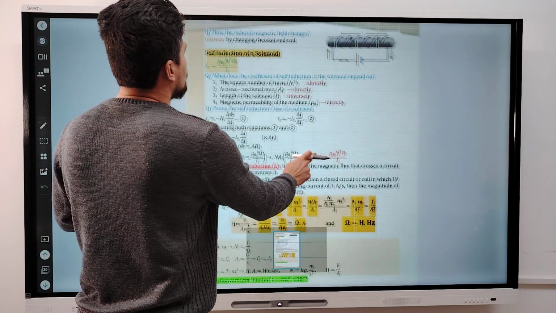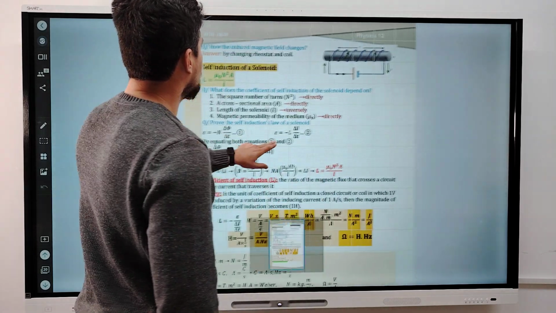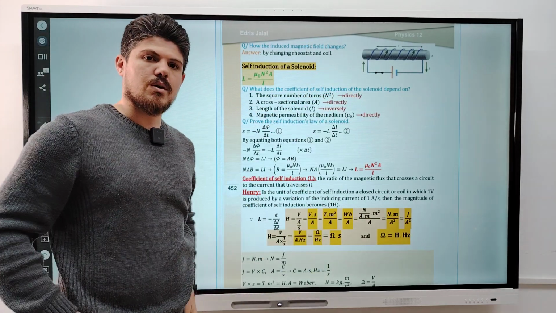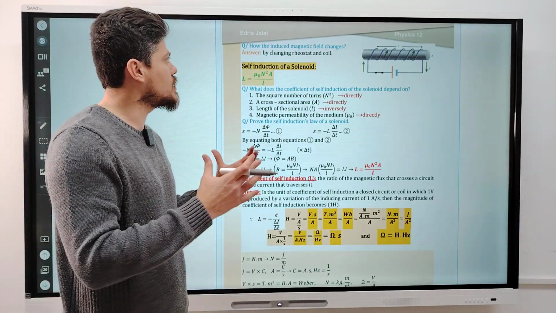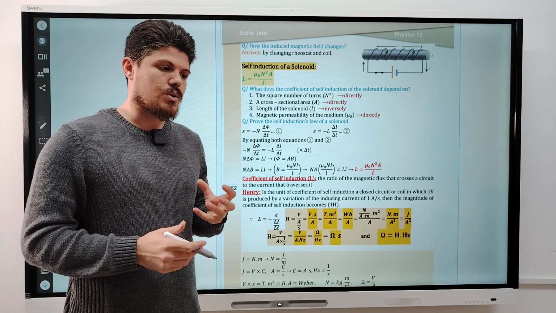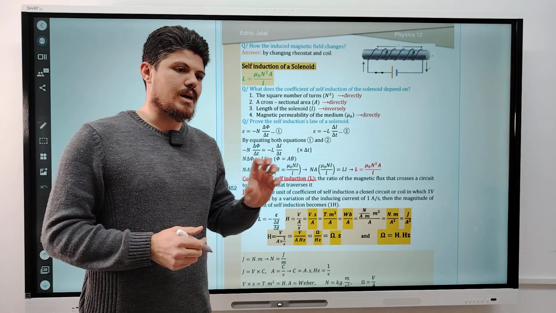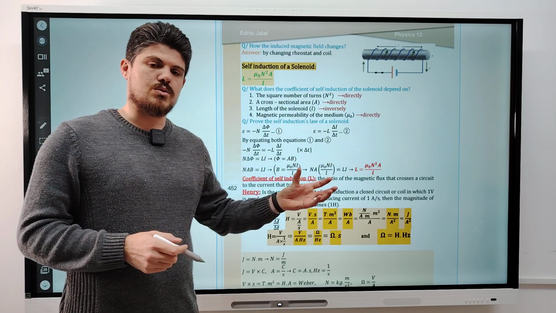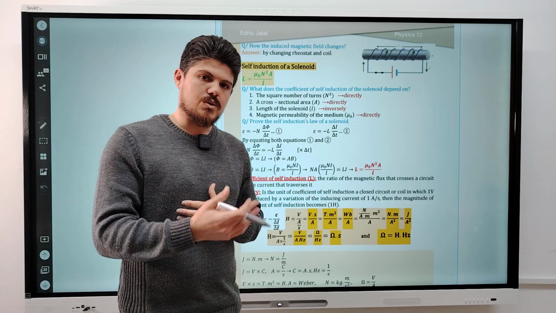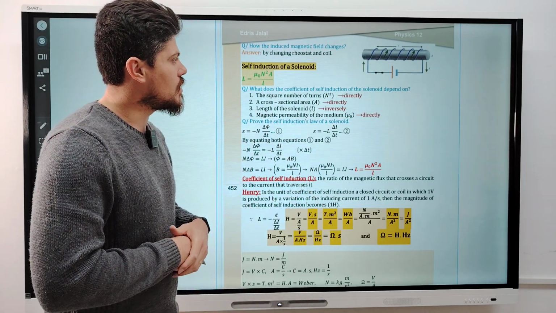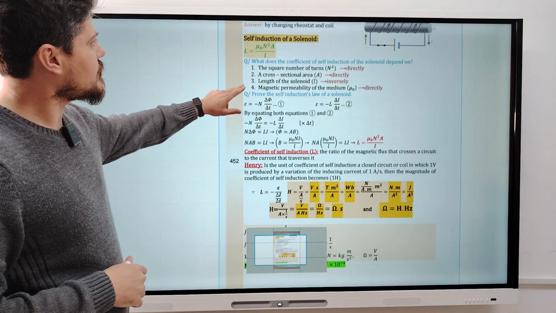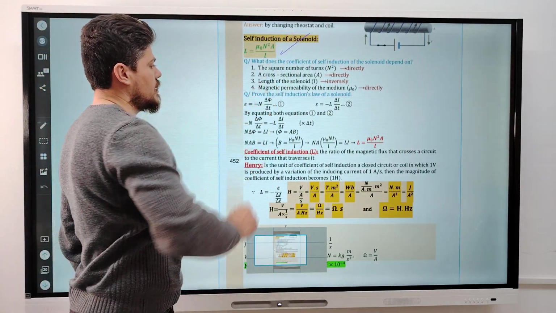How does the induced magnetic field change? By changing the rheostat. In the self-induction experiment, how can you change the magnetic field? By changing the rheostat. Okay, why? Because the rheostat can control the magnitude of the current, and can be used to increase or decrease it, and when the current increases or decreases, the magnitude of the magnetic field also changes. Okay, so we proved this equation.